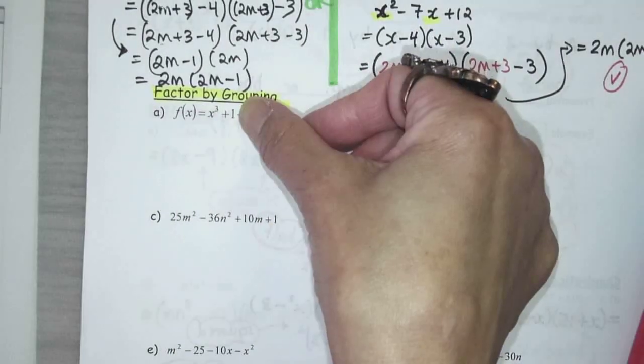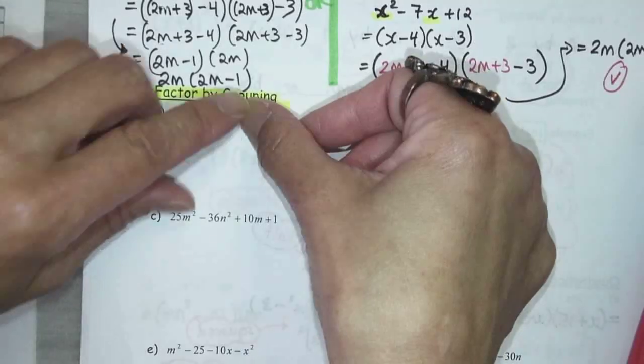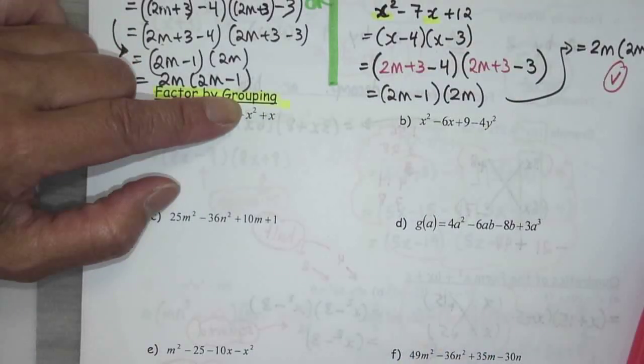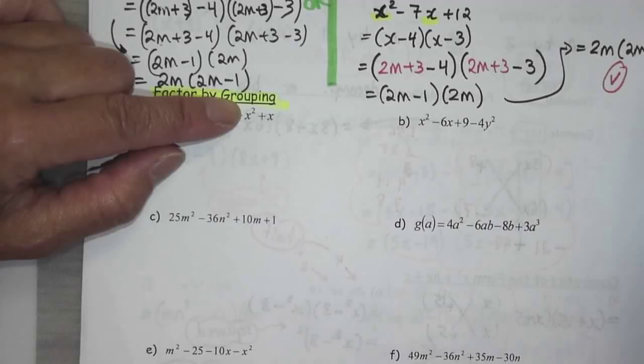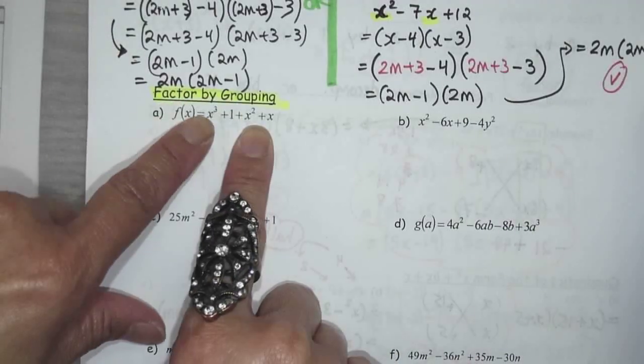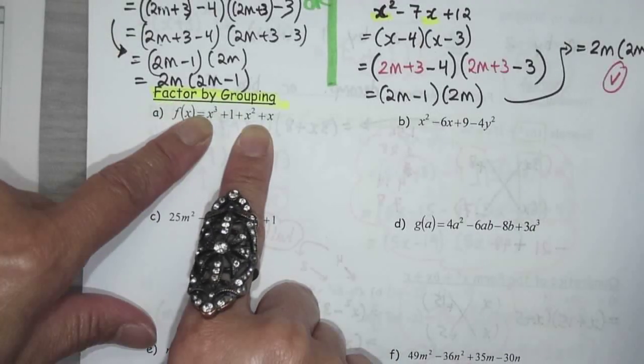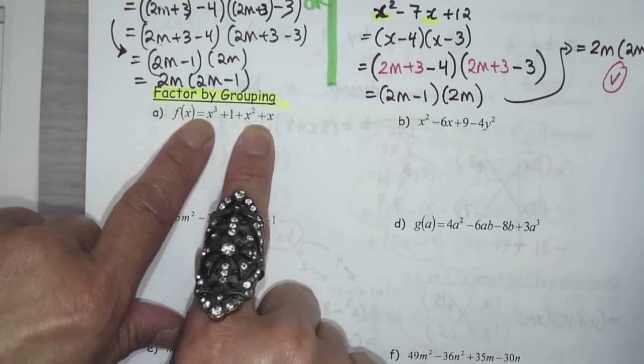Do they have a common factor? X cubed plus 1? No. Do those two? Yes. But if I did the x squared plus 1, is that going to bring me to an x cubed plus 1? Is that going to make it any closer? No. So that's really not going to help me.